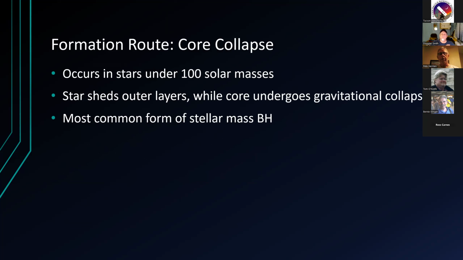The other route, which is the most common one that we see in the universe, occurs through what's known as the core collapse process. This occurs in stars that are between 10 solar masses and 100 solar masses. The star will shed its outer layers before its core, which at the time of its death may mostly consist of iron and other less heavy elements. The core will collapse directly into a black hole.